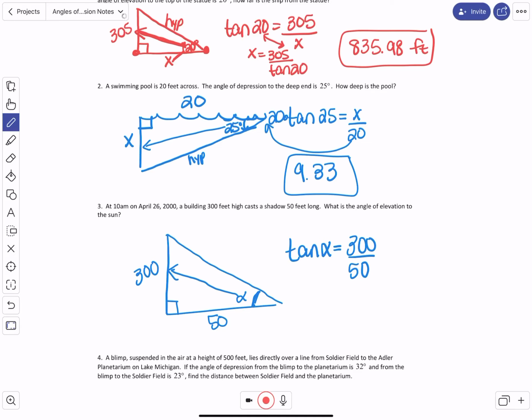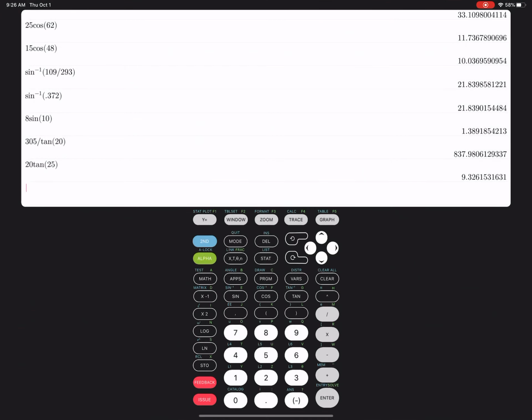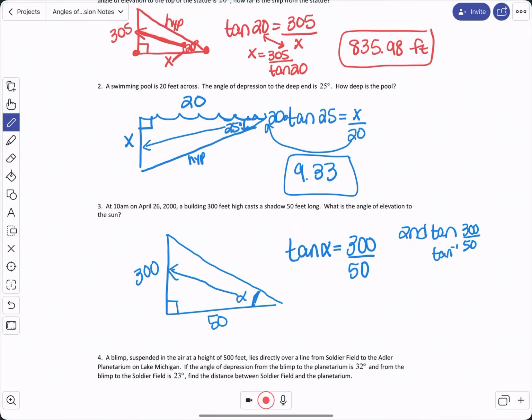Okay. We don't know the angle. So you would hit second tangent and then do 300 over 50. That's what we're going to type in the calculator, okay? And so you'll do that inverse tangent. That's what's going to happen on the calculator. So, inverse tangent, 300 over 50. Second tangent, 300 over 50. And we get 80.54 degrees. That's the angle.